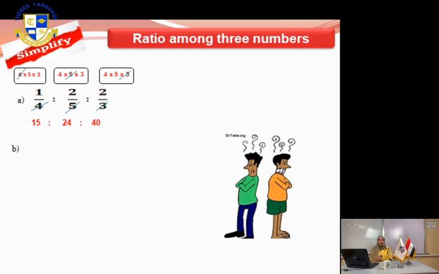Are these numbers divisible by the same divisor? No. So it's in its simplest form. Letter B. 1/4 to 1 1/3 to 2/5.